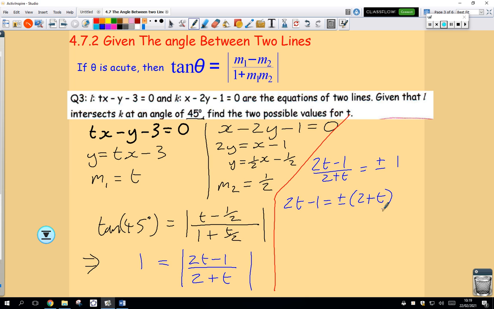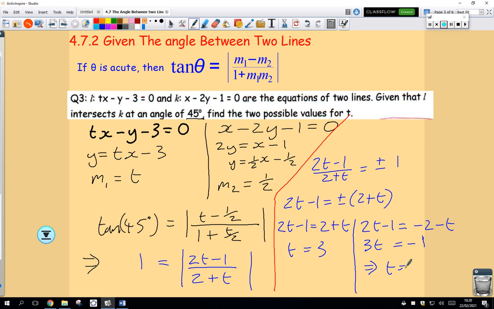So I'm going to have two equations here, and I'm going to solve for each of them. So I'm going to break my page up into two separate things. Dealing with the plus first, we'd get 2t minus 1 is equal to 2 plus t, and then subtracting t on both sides and adding 1 on both sides would give me t is equal to 3. Applying the negative here, we'd get 2t minus 1 is equal to negative of 2 plus t, which will be negative 2, subtract t. Adding t on both sides will give me 3t. Adding 1 on both sides will give me negative 1. Dividing on both sides by 3 will give me t is negative 1/3.